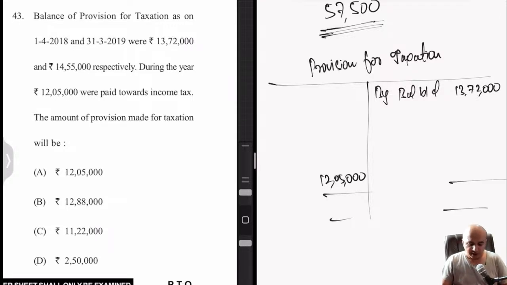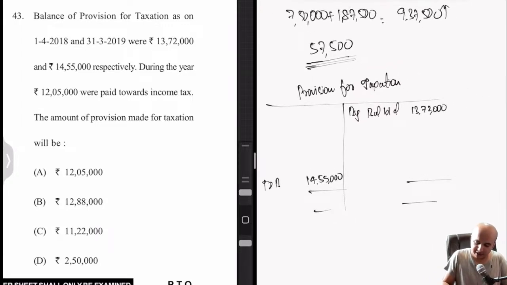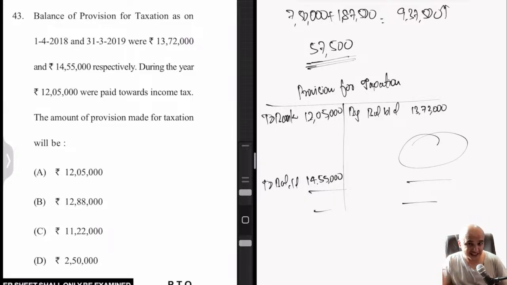Closing balance is 14 lakhs and 55,000. During the year, they said 12 lakh 5,000 were paid towards the income tax. So let me just write down the stuff first. To balance carried down and to bank. Since it was paid, bank account is an asset which is decreasing, so credit that 12 lakh and 5,000. So what is this then? That is nothing but the current year provision. So that would be by P and L.